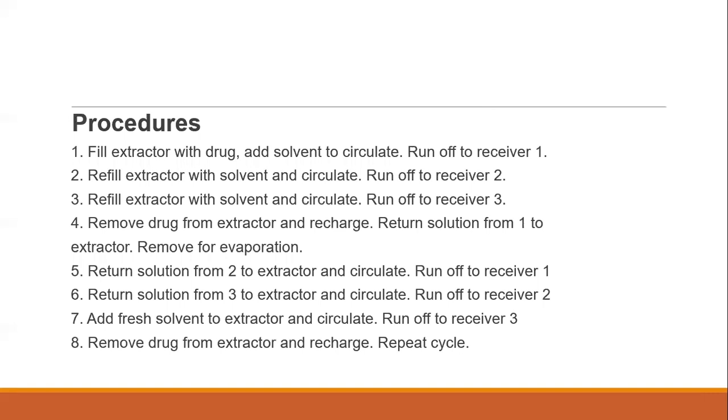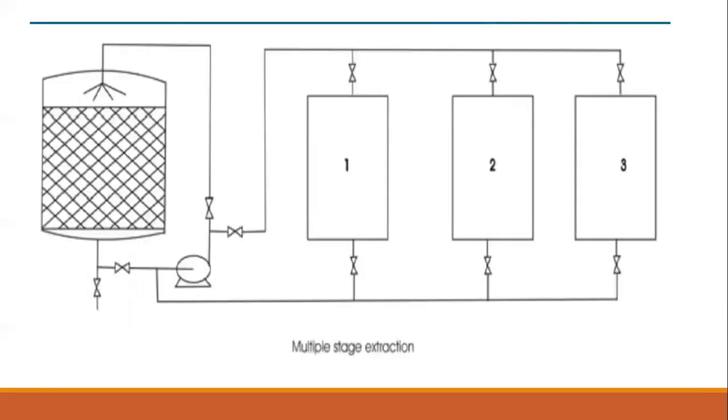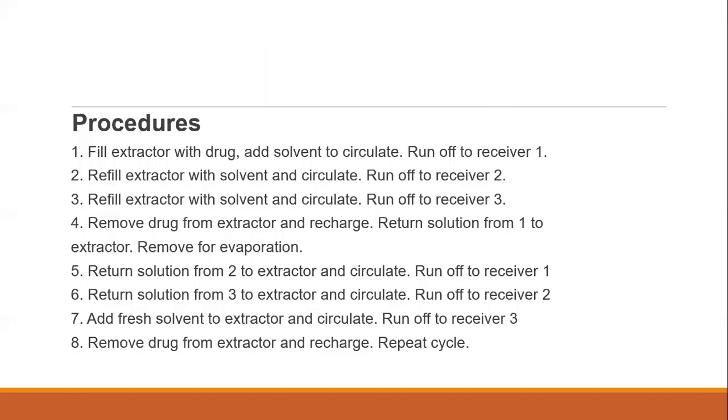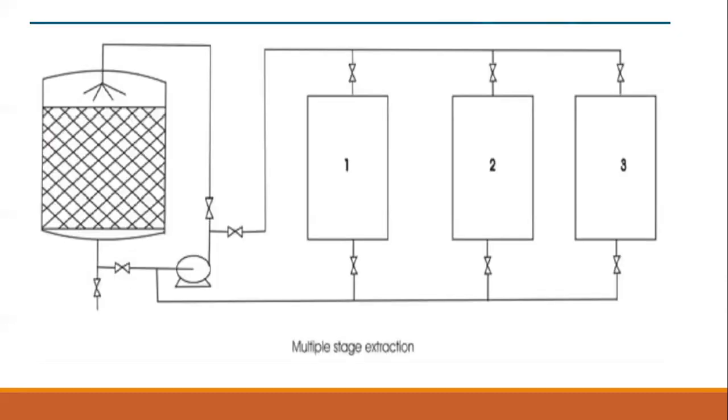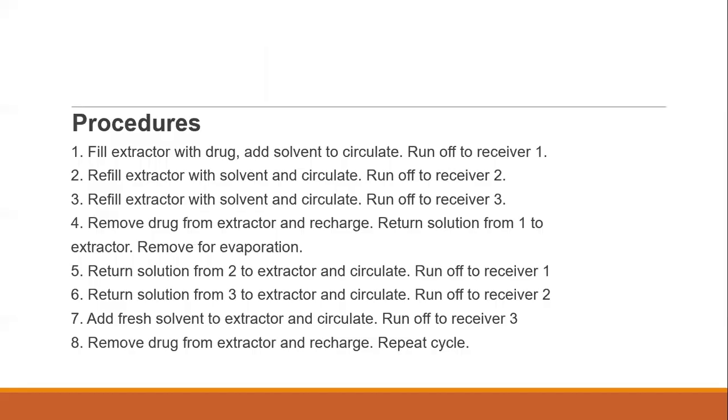What is the procedure? First, you fill the extractor with drug, add the solvent to circulate, and run off to receiver 1. Refill the extractor with solvent and circulate, run off to receiver 2. Refill the extractor with solvent and circulate, run off to receiver 3. First, it will go to receiver 1, then 2, and then 3. Remove drug from extractor and recharge.